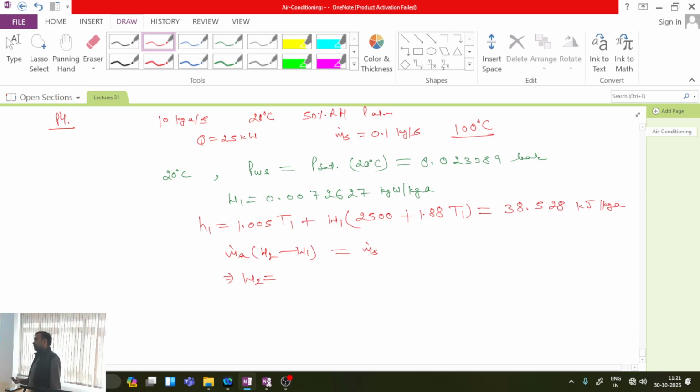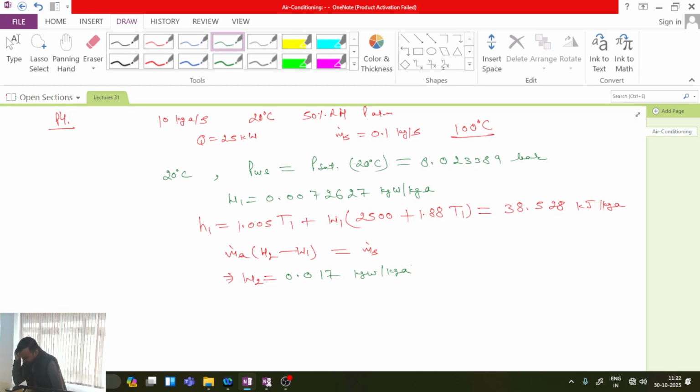Whatever the change in vapor content, that must be equal to the rate at which steam is supplied. W2, zero point... yeah, 0.017, correct. Okay, what else?